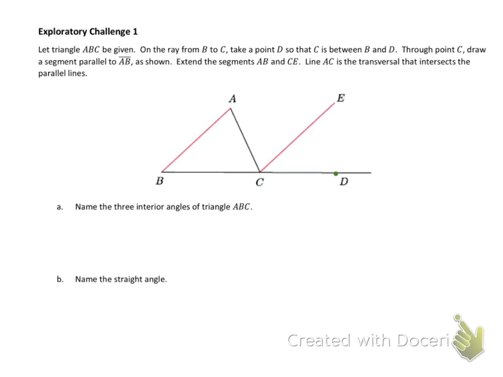So let's walk through this exploratory challenge together. Part A asks us to name the three interior angles of triangle ABC. So we're going to use the angle naming convention. One of them would be angle BAC. So that would be this one here, starting from angle BAC. So it'd be this angle right in here. So go ahead and pause and name the other two angles in that triangle.